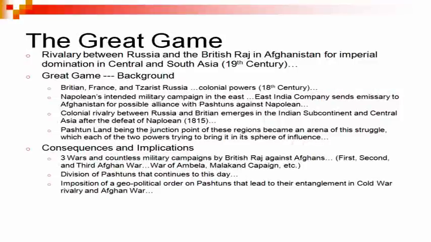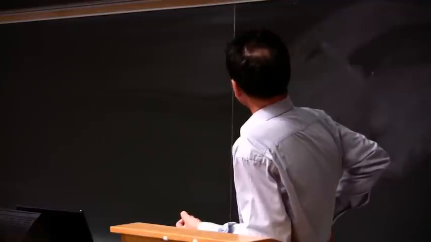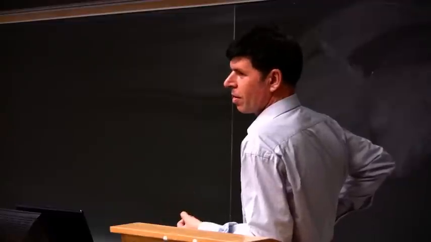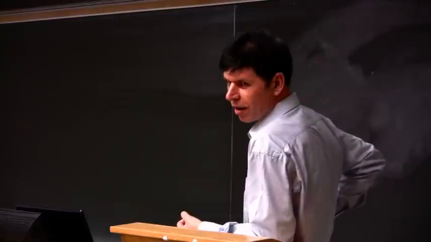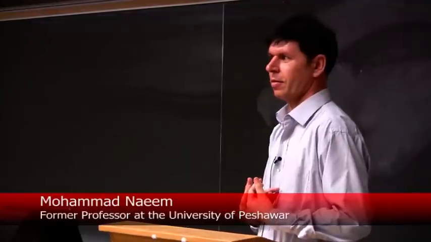Colonial rivalry between Russia and Britain emerged in the Indian subcontinent and Central Asia after the defeat of Napoleon in 1815. Pashtun land, being the meeting point of these regions, became an arena for the struggle, with each of the two powers trying to bring it into its sphere of influence. The consequences: three wars and countless military campaigns by the British Raj against Afghans, primarily Pashtuns, to bring Pashtun land under its sphere of influence, right?